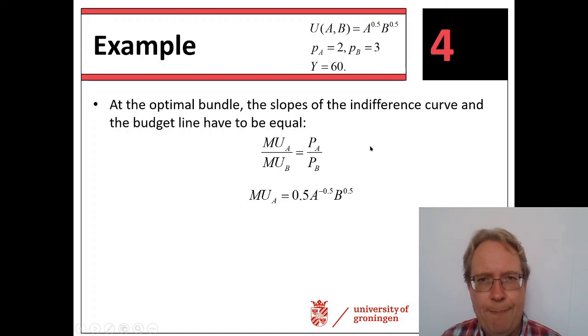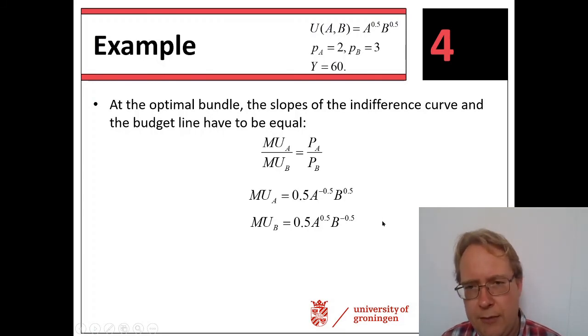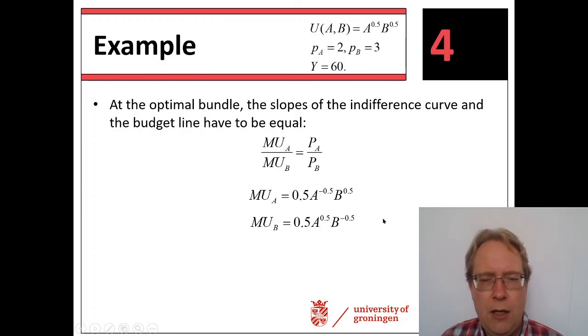What is MUA? Just take the derivative of your utility function with respect to A. That gives you this. What is your MUB? Same story, but the derivative of your utility with respect to B gives you this. So my MUA over MUB, in other words, my MRS, my marginal rate of substitution, looks like this. The good news is we can simplify this thing a lot.